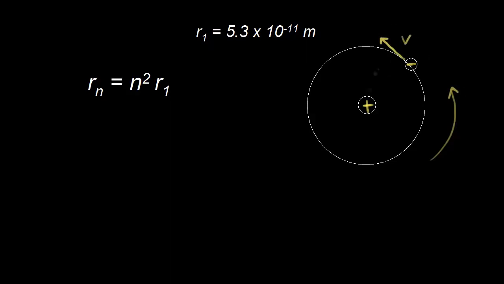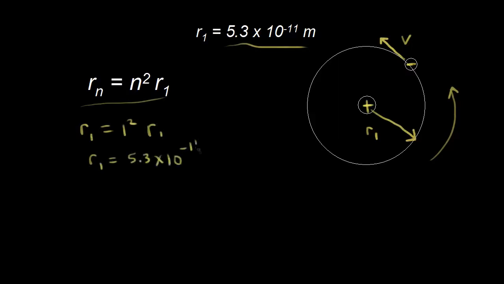And in the last video, we calculated this radius, right? So we calculated the radius of this circle, and we said this was equal to R1. So R1 turned out to be 5.3 times 10 to the negative 11th meters, which is an important number. And we also derived this equation, right? So R for any integer n is equal to n squared times R1. For example, if we wanted to calculate R1 again, so the first allowed radius using the Bohr model is equal to 1 squared times R1, and so obviously 1 squared is 1, so R1 is equal to 5.3 times 10 to the negative 11 meters.